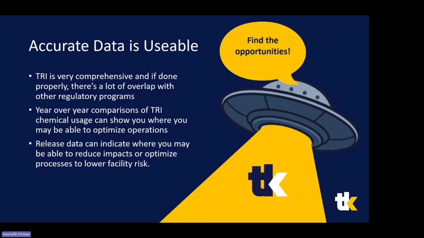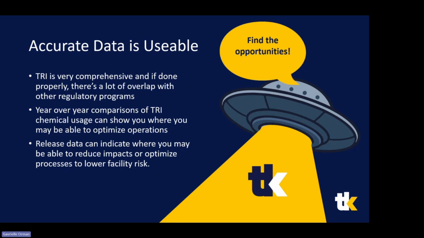And so if it's done properly, there's a lot of overlap with other regulatory programs and a lot of other business unit areas. Year-over-year comparisons of TRI chemical usage can show you where you might be able to optimize operations or have an increase in sustainability, depending on what your corporate priorities are and what you are trying to accomplish on site. So with that year-over-year comparison, you can directly see these products are contributing to these releases. Is there a way that we can change these out, adapt, optimize our operations for this area so that we have less releases? Maybe you can trigger out of certain regulatory programs.